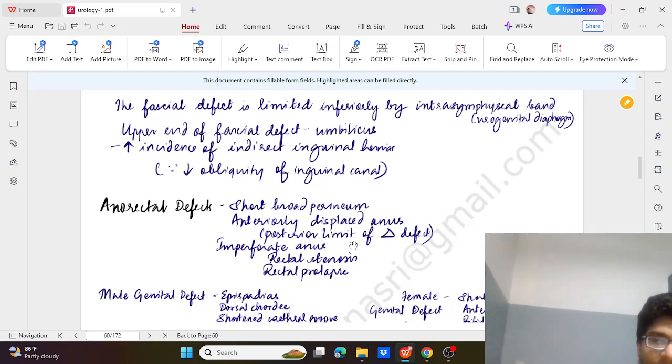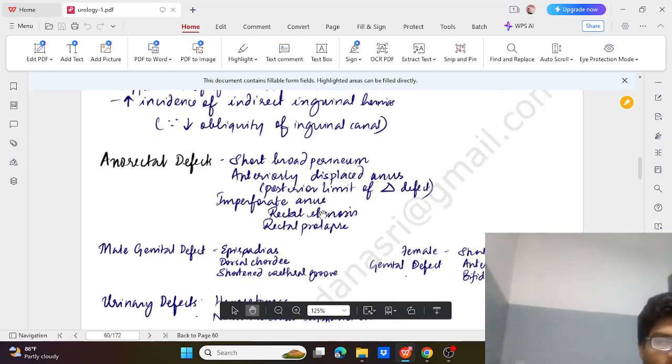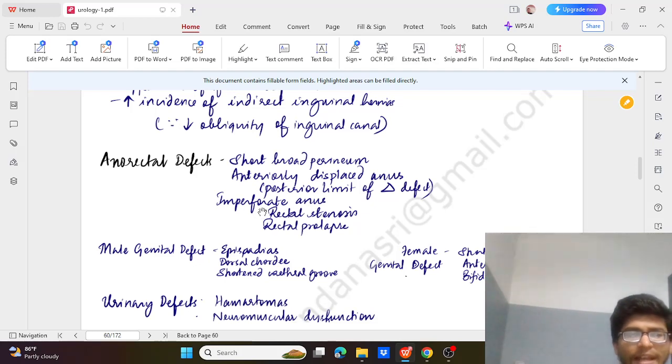They also have imperforate anus in the form of rectal stenosis or rectal prolapse. So these are some of the anal issues like the anteriorly displaced anus, short broad perineum, imperforate anus, rectal stenosis or rectal prolapse.